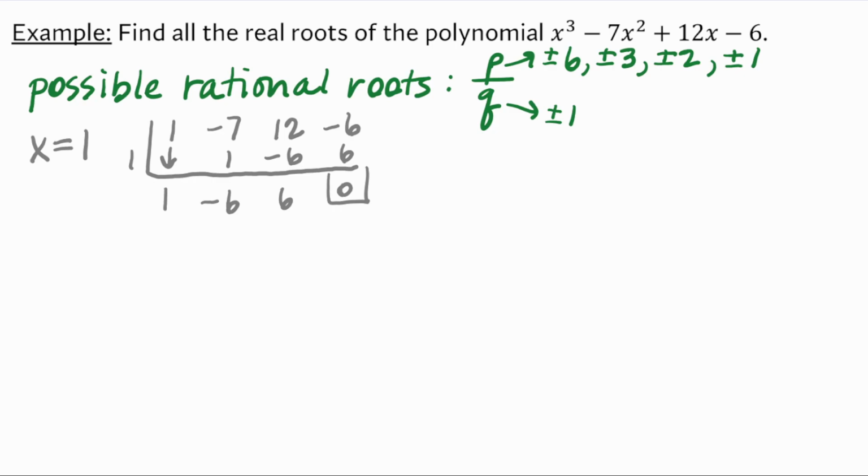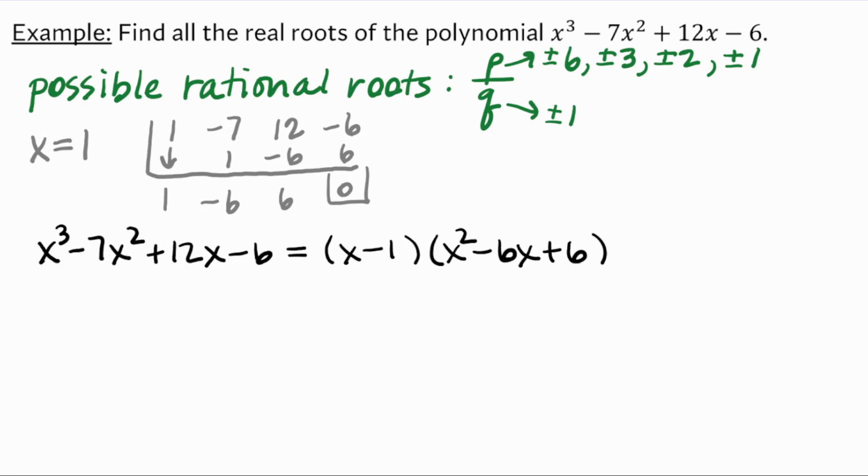And now I think, okay, well, this is showing me what I have left. I think now it would probably be good for me to write out what I'm working with here, because when I did synthetic substitution, I really also did synthetic division. So if I divided the original polynomial by x minus 1, I would get x squared minus 6x plus 6. Okay, which makes the equation in black down there true.